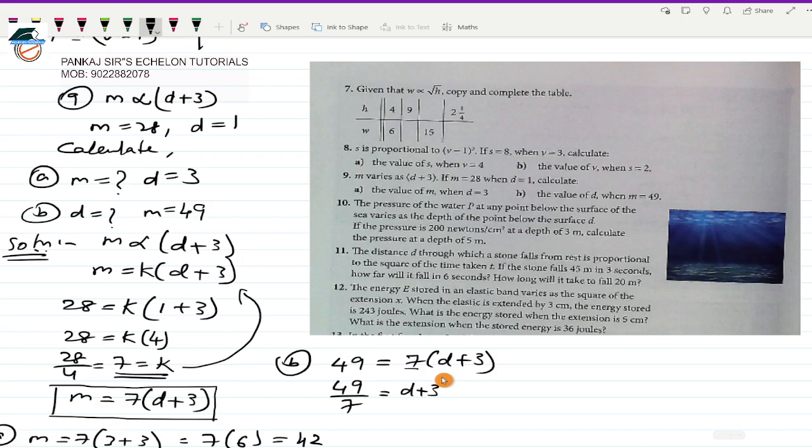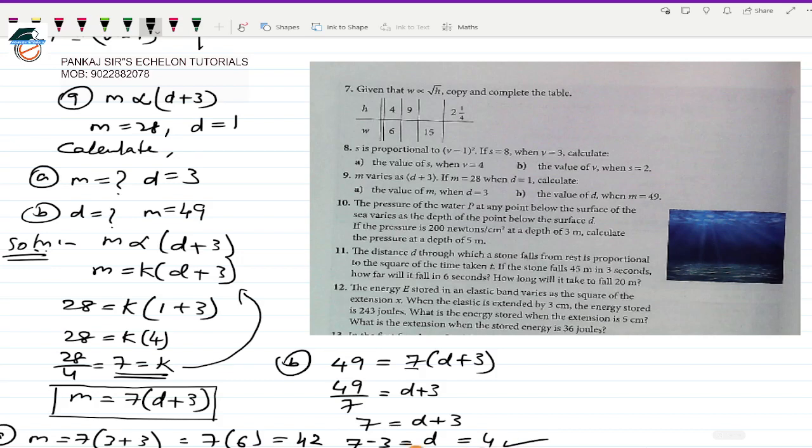So this 7 I will bring down below the 49. So 7 sevens are 49. So 7 is equal to D plus 3. And this 3, if I bring here, it will become 7 minus 3 equal to D. So my D becomes 4. So I'm getting the answer as D equal to 4. So for A, the answer is M is equal to 42. For B, the answer is D is equal to 4.